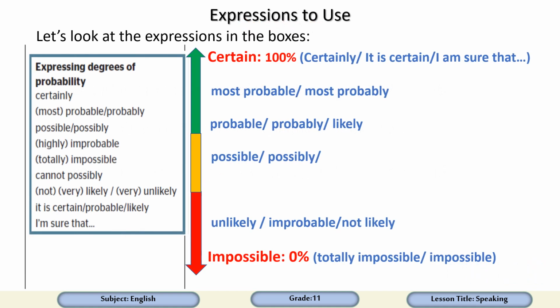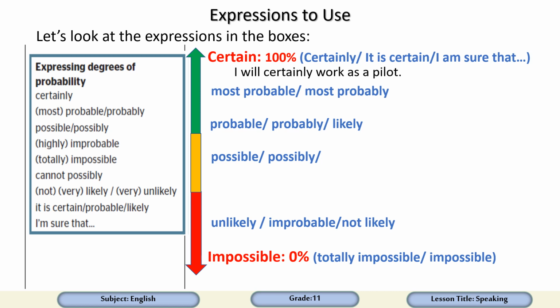To answer these questions, you need to use some of the expressions from the boxes we've seen before. Let's start with the first box, expressing degrees of probability. If you are 100% certain that something will happen or that you will do something, you can use expressions such as certainly, it is certain, or I am sure that.